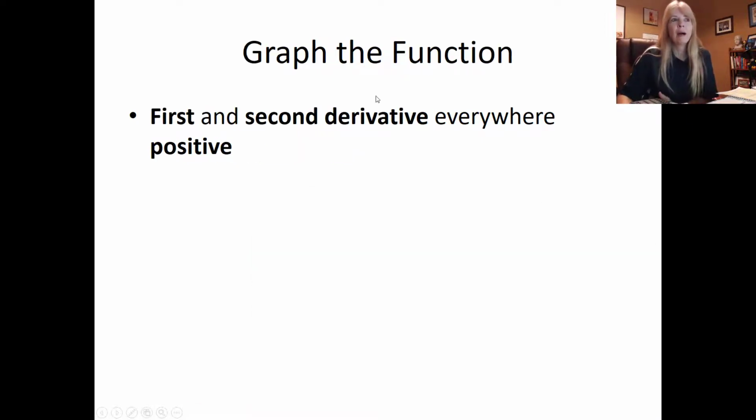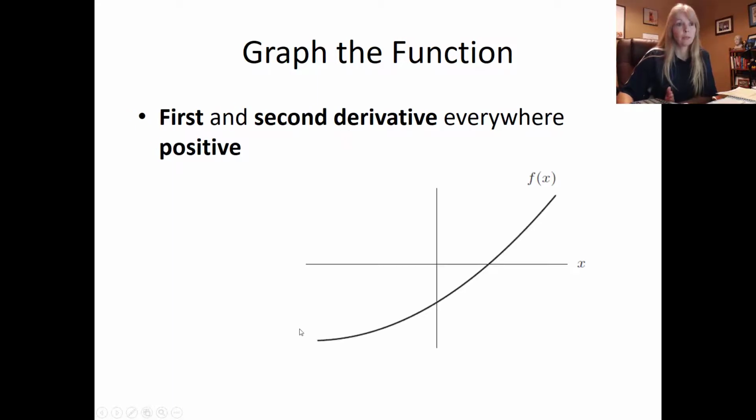So if we want a graph, like let's say I told you just sketch the graph, what would a function look like if the first and the second derivative everywhere is positive? Well, I know that means it's increasing when the first derivative is positive. If the second derivative is positive, that means it's concave up. So that's what that function would look like.